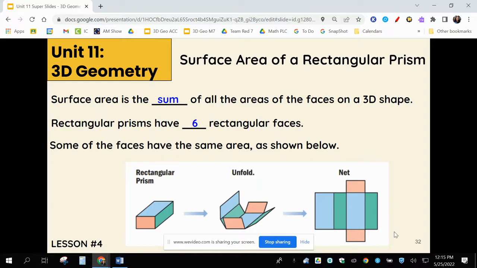So basically, since you need to find all the areas and add them together, we're going to find the area of the top and multiply it by 2 to account for the top and bottom. We're going to find the area of the front and multiply it by 2 to account for the front and the back. We're going to find the area of the side and multiply it by 2 to account for both sides. And then we're going to add all those together.